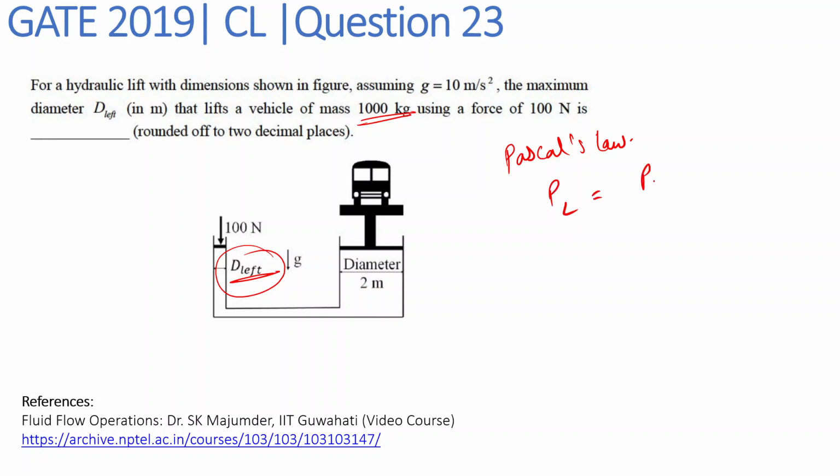That is, P left is equal to P right. So pressure is force upon area, that is F1 upon A1 is equal to F2 upon A2. And on the left hand side, the force is 100 Newton, and the area will be pi by 4 dl square. Similarly, on the right hand side, the force will be mass into g, that is mg, and it will be 1000 into 10.